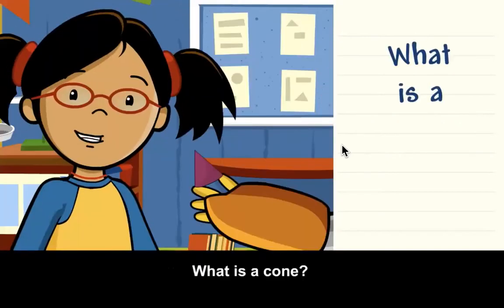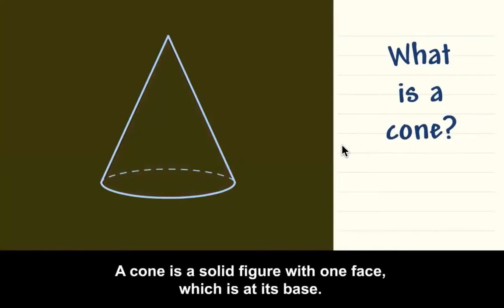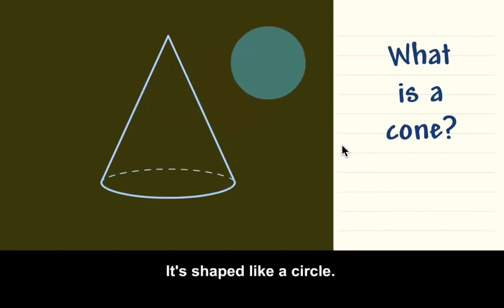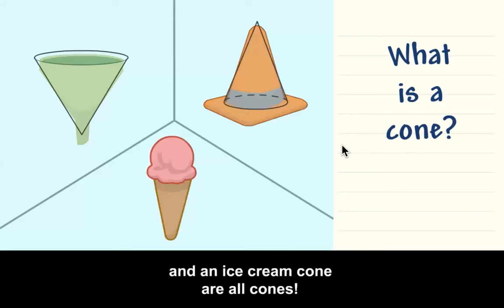What is a cone? A cone is a solid figure with one face, which is at its base. It's shaped like a circle. It has 1 point and a curved surface. A funnel, a traffic cone, and an ice cream cone are all cones.